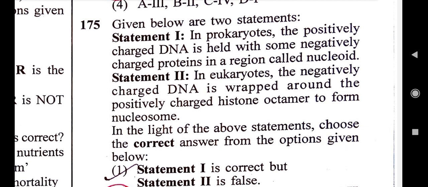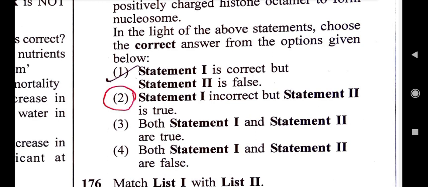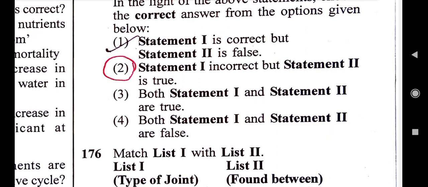Question number 175, given below are two statements. Statement 1, in prokaryotes the negatively charged DNA is held with some positively charged proteins in a region called nucleoid. Statement 2, in eukaryotes the negatively charged DNA is wrapped around the positively charged histone octamer to form nucleosome. In the light of the above statements, choose the correct answer from the options given below. Statement 1 is incorrect but statement 2 is true. So option 2 is the correct option, others are wrong options.